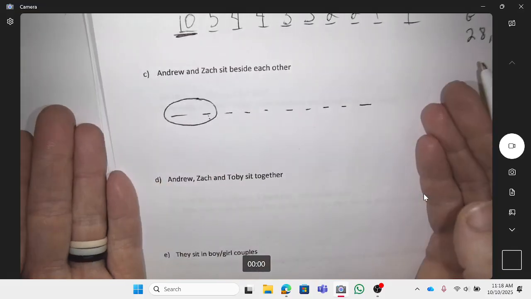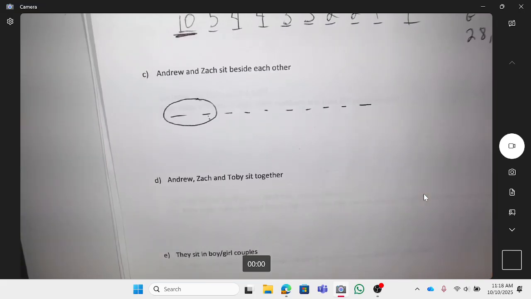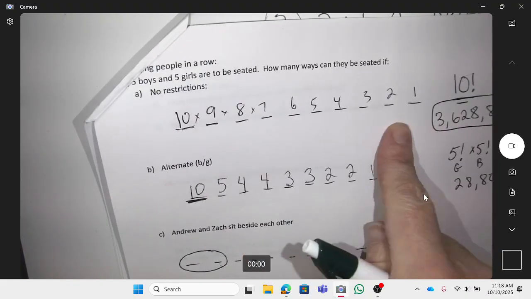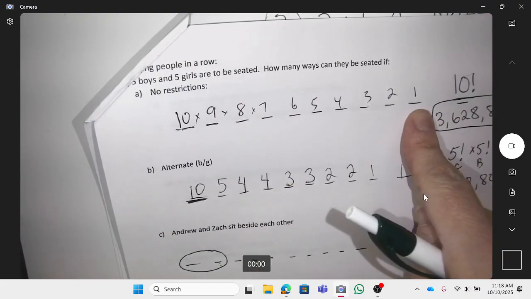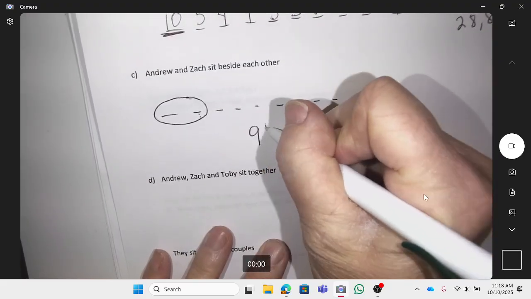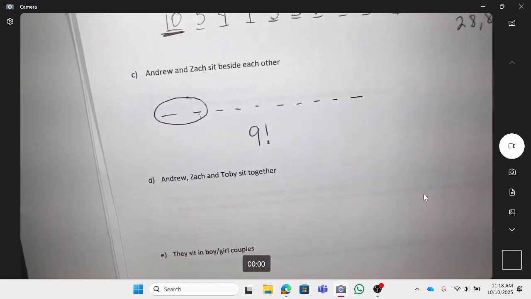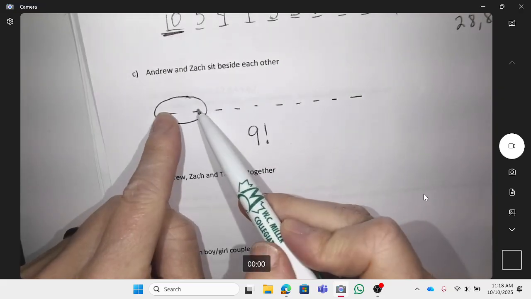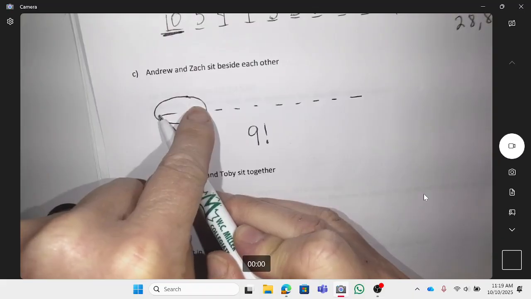So how many things am I moving around now? So that before here, we were moving around 10 things separately. So how many things am I moving around? Now I'm just moving around 9 things because we're treating them together like one. But, hey, what could Andrew and Zach do? So if I put Andrew and Zach like that, I could also consider putting Zach and Andrew flip-flopping as well, right?